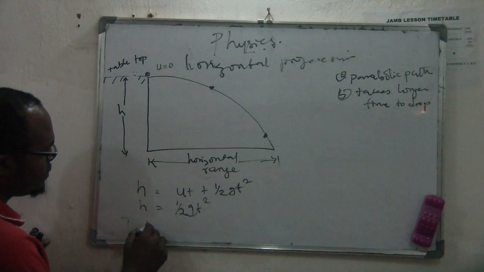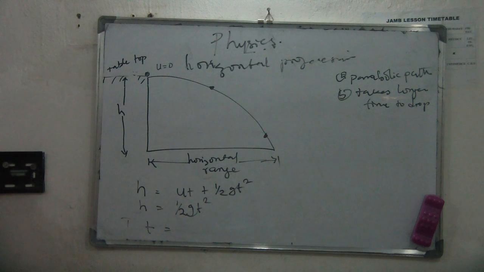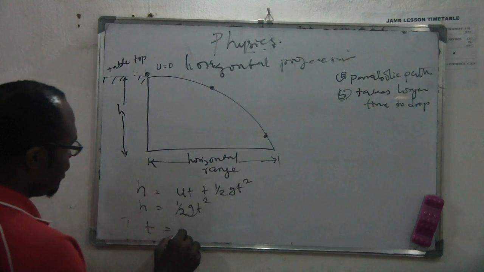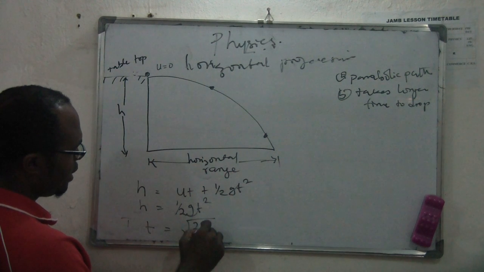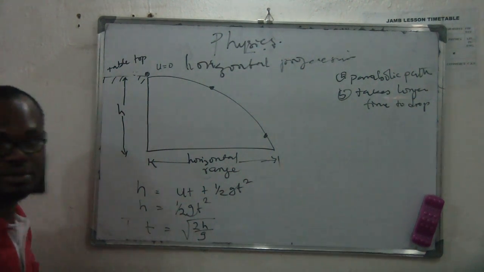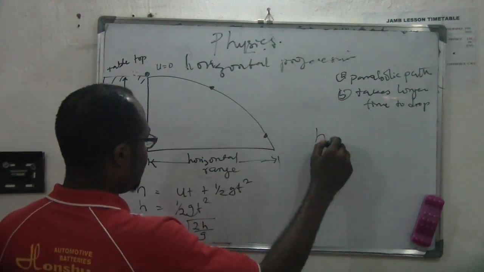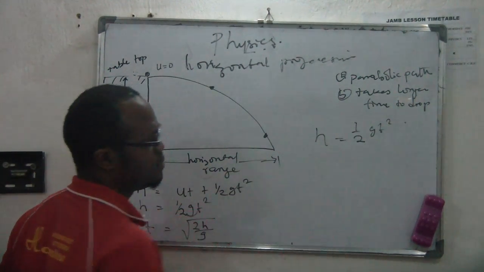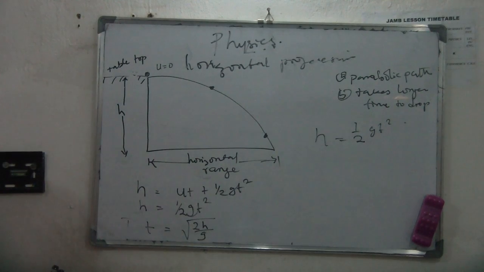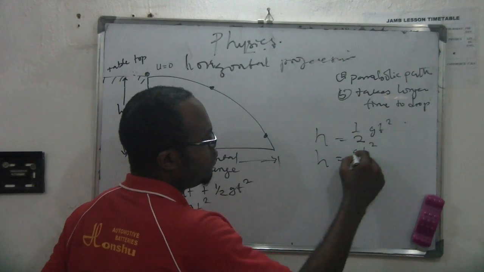So make t the subject of the formula. What will the time be? t will be equal to what? How can you make t the subject of that formula? Root 2h over g. I hope you know how that happens. If you have h equal to half gt squared, this is what you have. So this is the same thing as saying h equal to gt squared over 2.